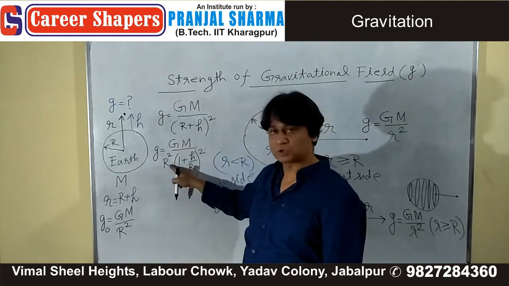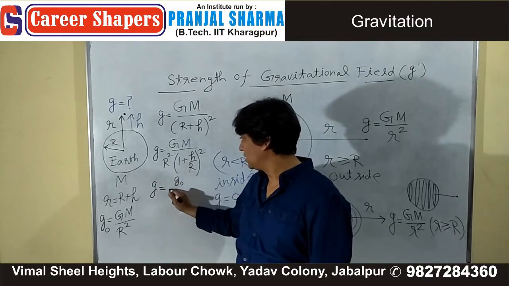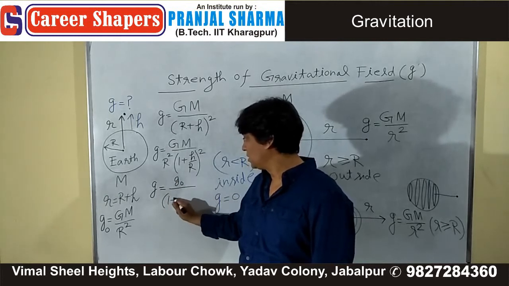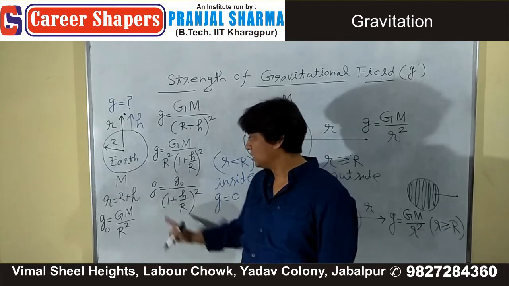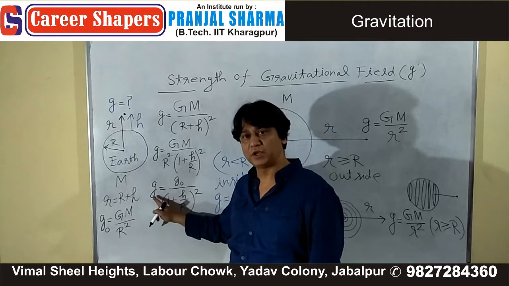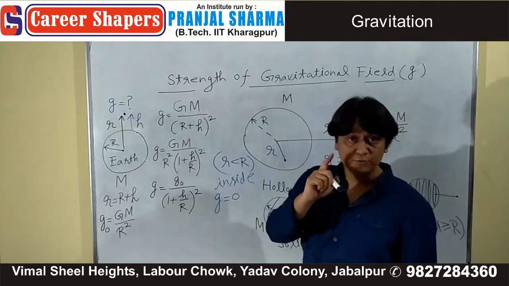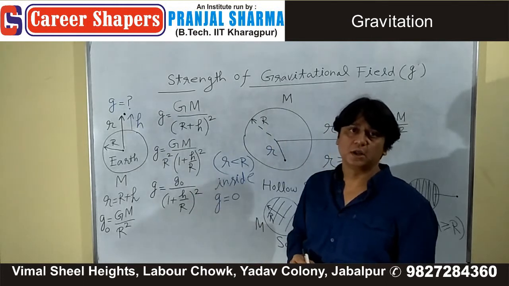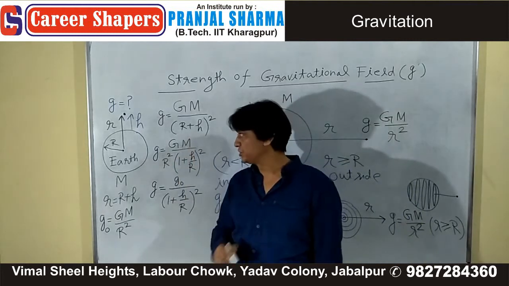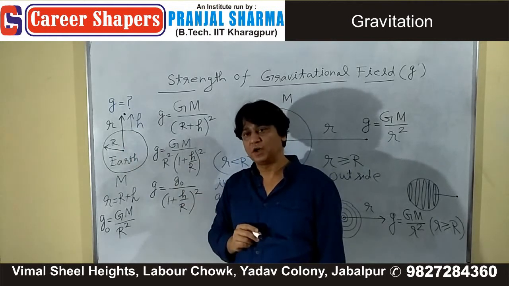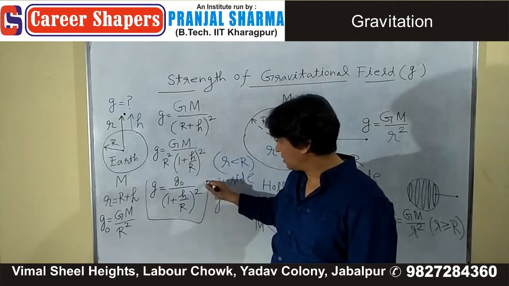So this Gm by r square, you can replace it with what? G naught divided by 1 plus h divided by r whole square. This is G, strength of gravitational field at some height h from the surface of Earth in terms of G naught. What is G naught? Gravitational field, gravitational acceleration, intensity of gravitational field at the surface of Earth. Now, you have to remember this result.